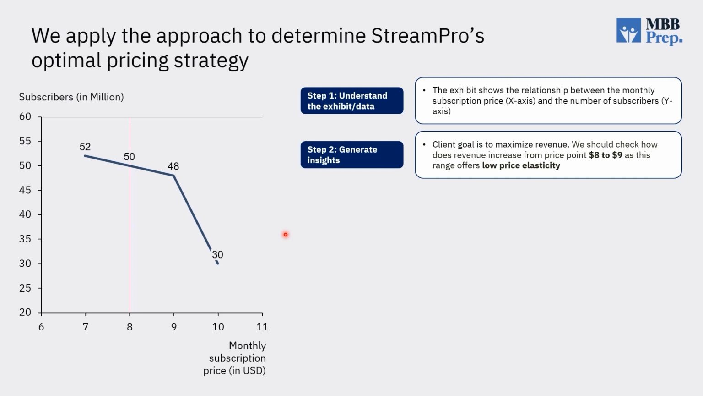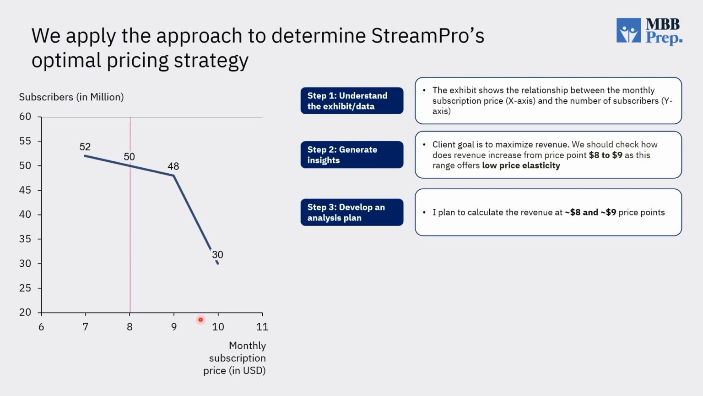Once we have contextualized the information and generated relevant insights, right? Here, the key insight is we need to study further the price point between $8 and $9, right? Because these two price points are attractive, right? And this price range demonstrates low price elasticity. Then we devise an analysis plan, right? Our analysis plan is to calculate what will be the revenue at monthly subscription price of $9 and what will be the revenue at a monthly subscription price of $8, right? To determine which price point offers higher revenue, right?